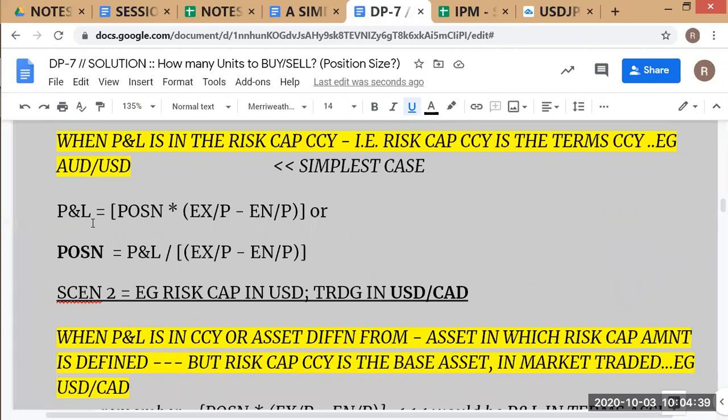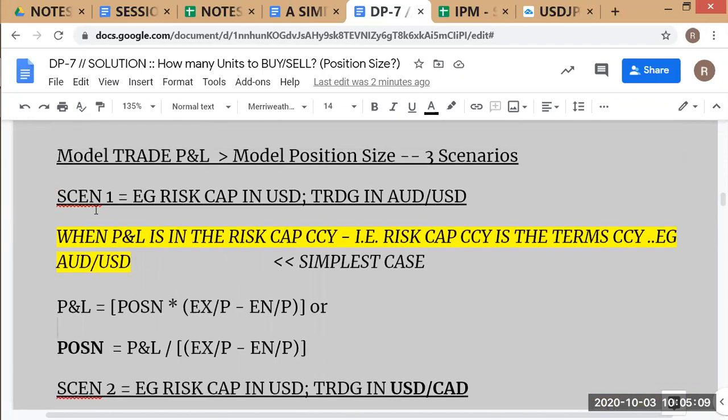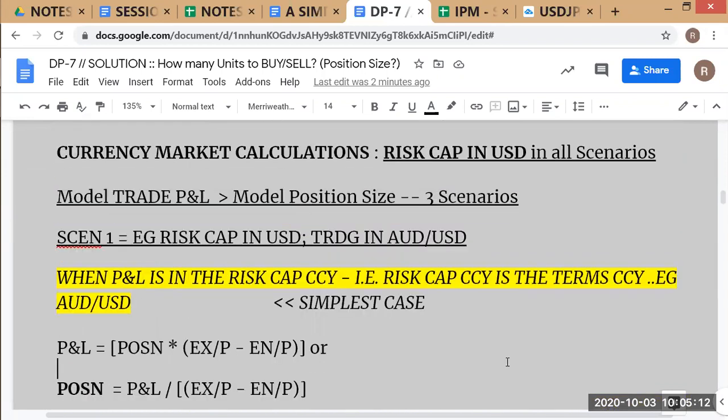Because we are really concerned with the position size, we are trying to model it. This is the language we use: if we say I'm trying to model the position size, that means I'm trying to derive the position size as a dependent variable. Here I was modeling trade P&L, so I was deriving trade P&L as a dependent variable. That's why the notes say you first model trade P&L, then you get to modeling the position size.